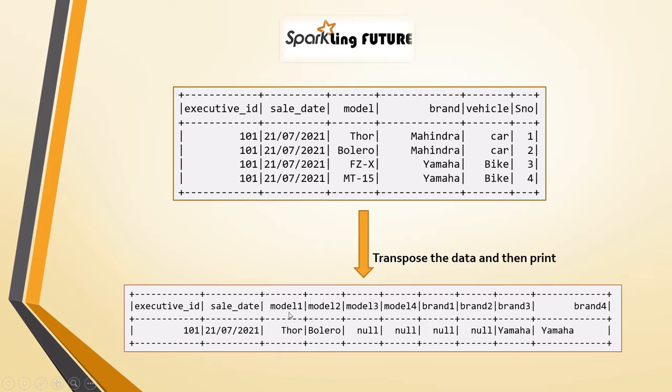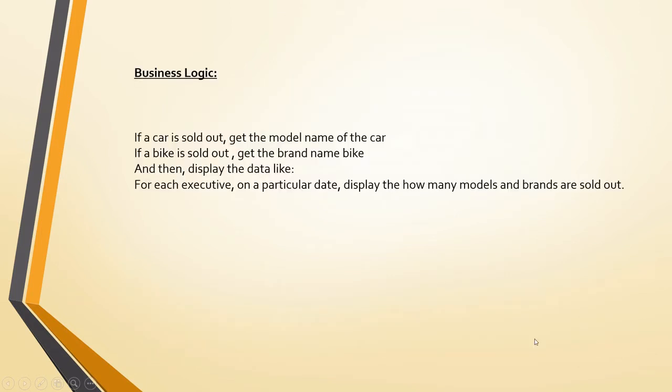the expected output is like he has to create model 1, model 2, model 3 and model 4. Here because we have 4, if more then he has to have more models and similarly more brands. And if it is a car, then print the model. If it is a bike, then print the brand name. For example, for car, Thar and Bolero, and for the brand Yamaha should be printed.